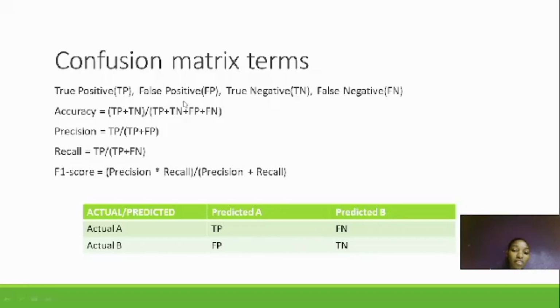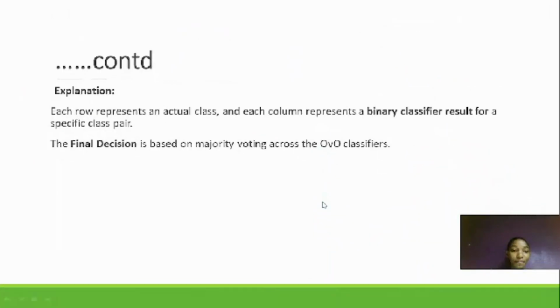And so each row was representing the actual class, and each column was representing the predictions that the classifiers have made. Yeah, and the final decisions are based on the majority voting across the classifiers.